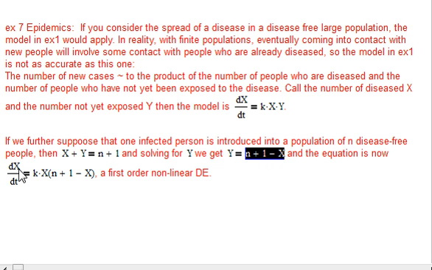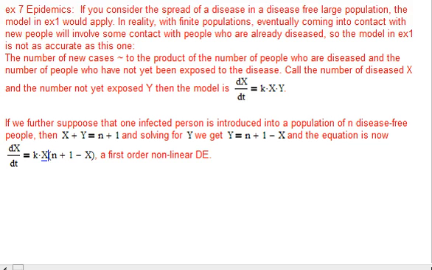And the equation is now: the change in the number of diseased people is proportional to x, that's the number of diseased people, times n plus 1 minus x, which is what y is equal to, and that would be the number not yet exposed. That's the total number of the population, subtracting the ones that are diseased. And that is a first order nonlinear differential equation, and again I think this one might be a Bernoulli equation, and in the last lesson of this unit we'll learn how to solve those.